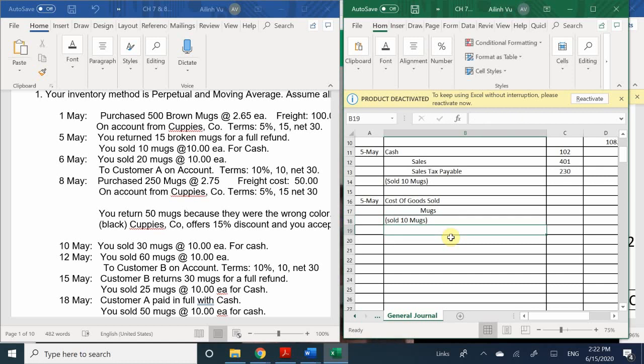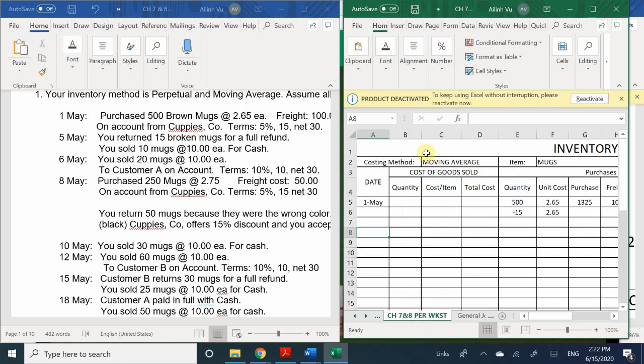Okay. So, because we don't really know what the actual number is here, let's go ahead and go to our worksheet here. So now we're going to be filling in the cost of goods sold section. If I go here, and this is the 5th of May, what section am I filling out? The cost of goods sold. Cost of goods sold, that's correct.